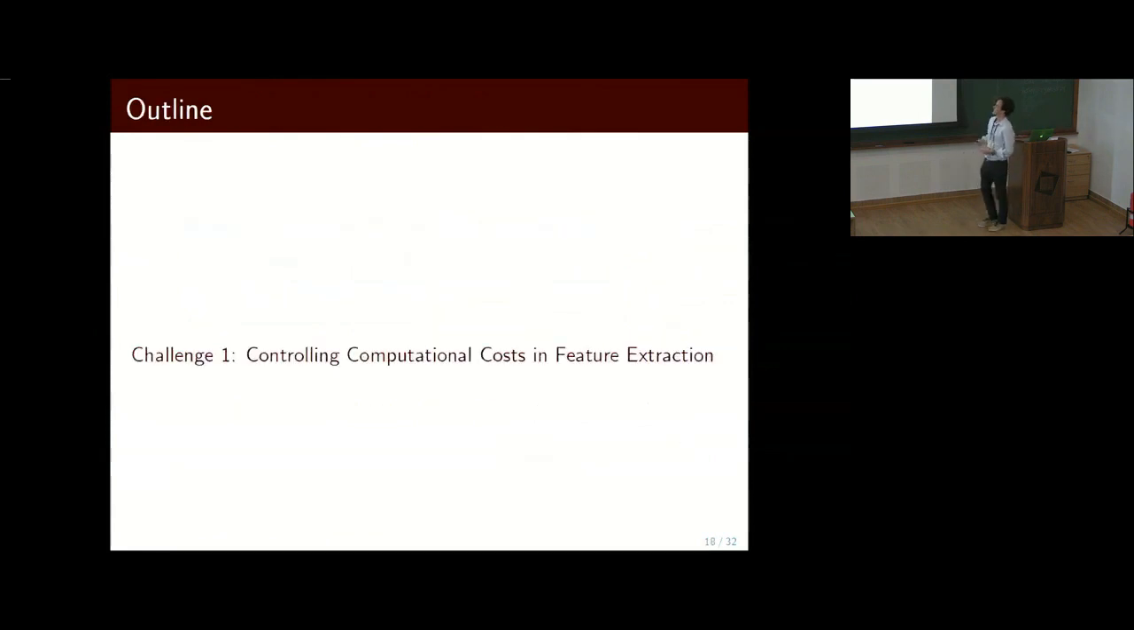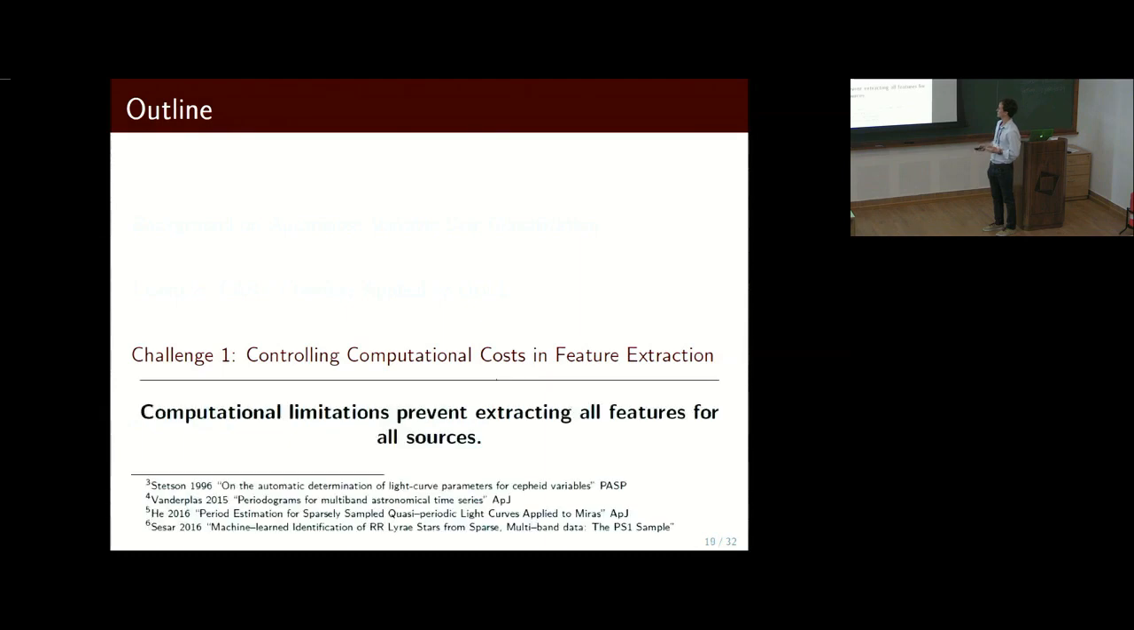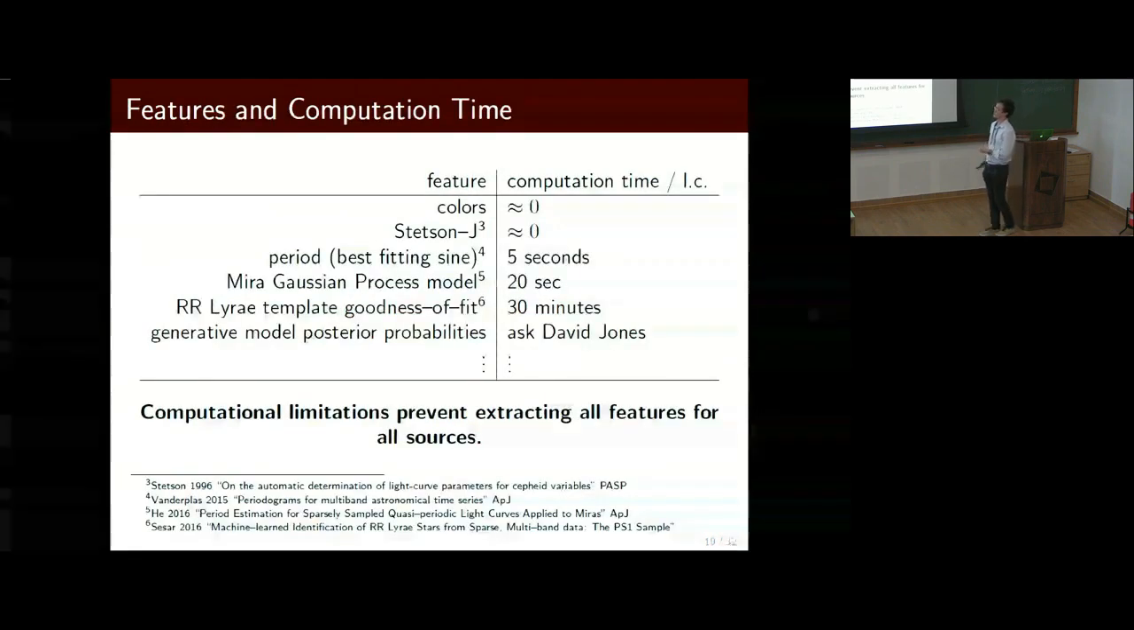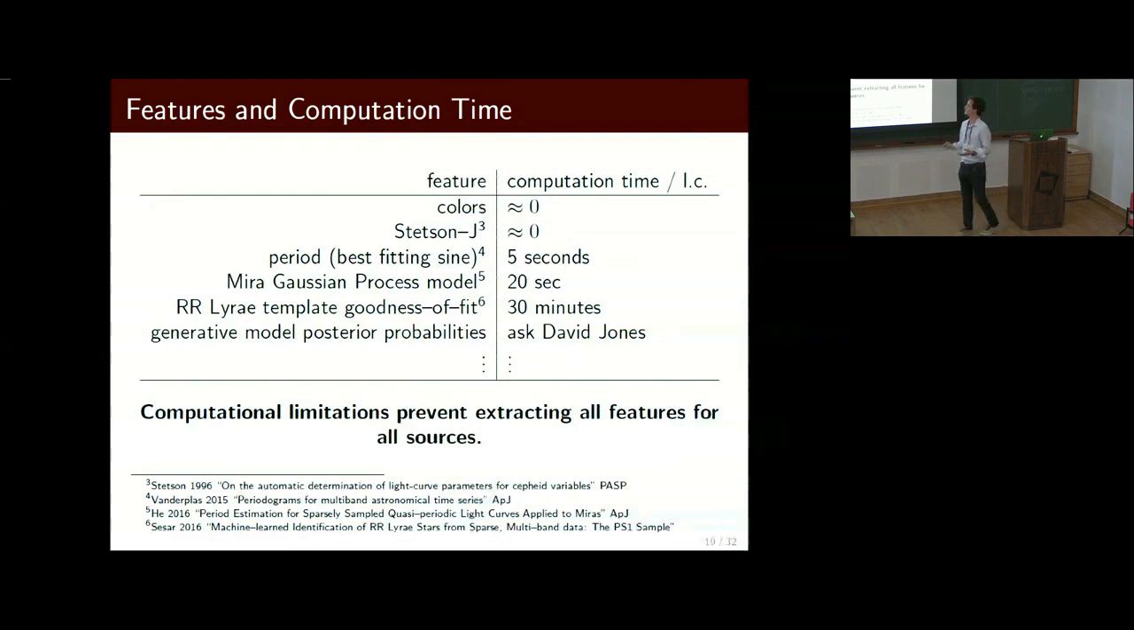Okay, so that's a little bit of background on how we can fit classifiers to variable stars, and now I'm going to talk about two challenges. So one is controlling computational costs in the feature extraction process. There are many features that different groups are using to classify sources, and associated with each of these features is some sort of computational cost.